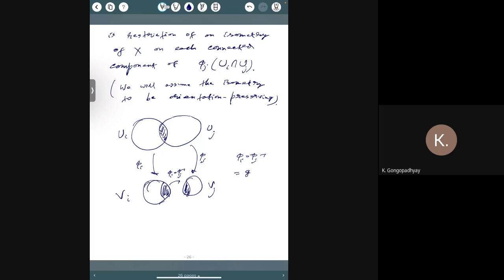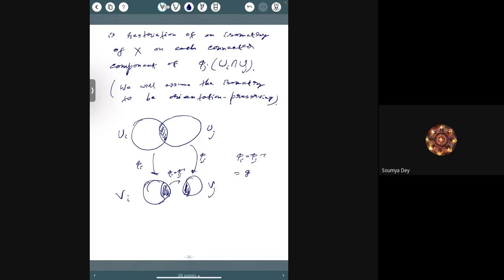Krishnamurtha: Why do we need this connected, so on each connected component of this thing? Why are we saying this? It's not needed, you're right. But the point is that this phi j of ui intersection uj may not be connected. So that means on each component it is induced by an isometry. That's what I mean.